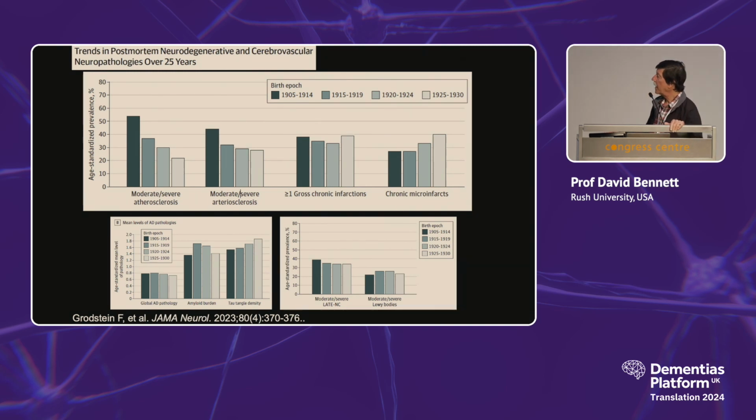You look at it across epochs. And what we see across these epochs is moderate to severe atherosclerosis coming down quite significantly, moderate to severe arteriolar sclerosis coming down, and gross infarcts not doing very much, a little bit going up as a matter of fact, which could be due to improved survival in later epochs. If you look at the other pathologies, nothing for global pathology, not much for amyloid. There's a hint that tangles might be going up a little bit. And for limbic-predominant TDP and Lewy body disease, there's nothing happening.